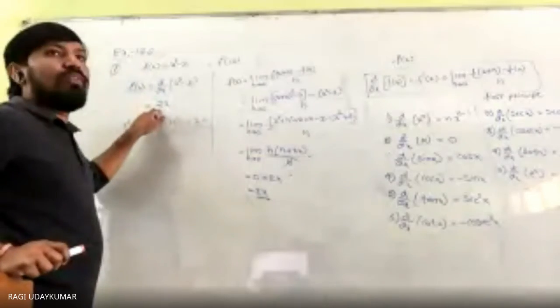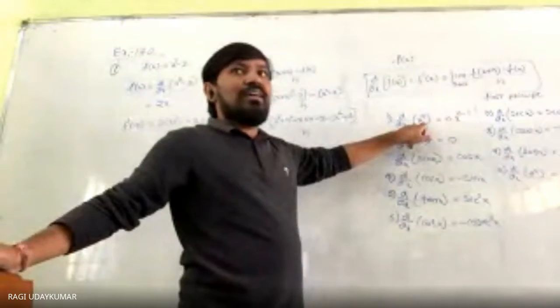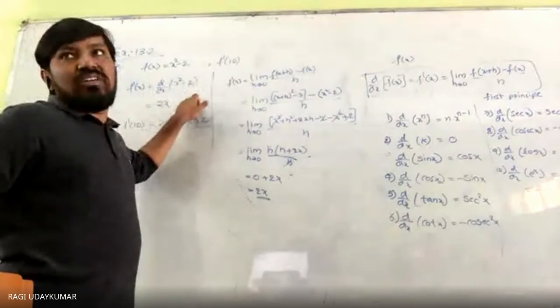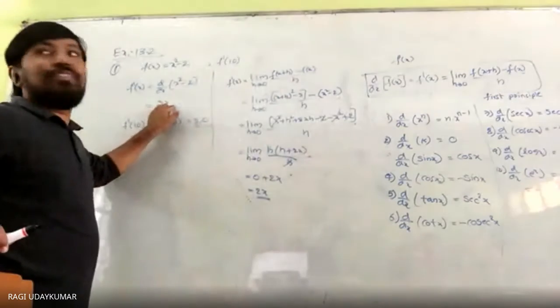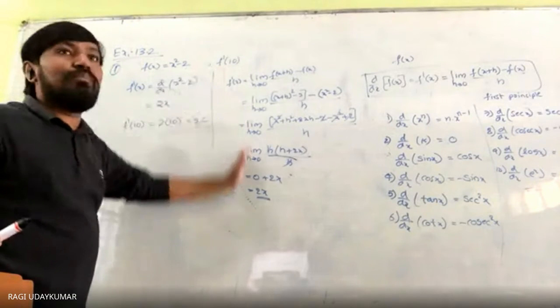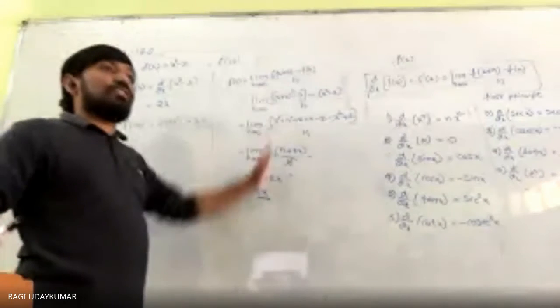Using this one, how did we do it? Using this formula, d by dx of x square minus 2. If you use these two formulas, you directly get 2x minus 0. But how do we originally get 2x? This is a proof for that. This is called using the first principle.